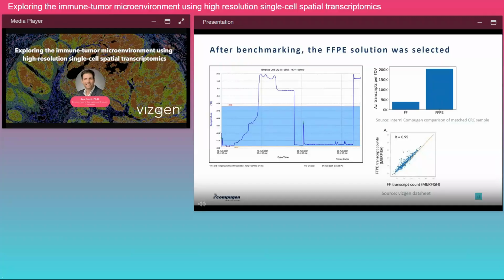Initially, we were skeptical, but then Vizgen showed us that, as you can see on the right, the quality remains the same. And we conducted a small study, and we saw that the number of transcripts that we can obtain using the FFPE assay is much larger. So we decided to choose this solution and to proceed with that.